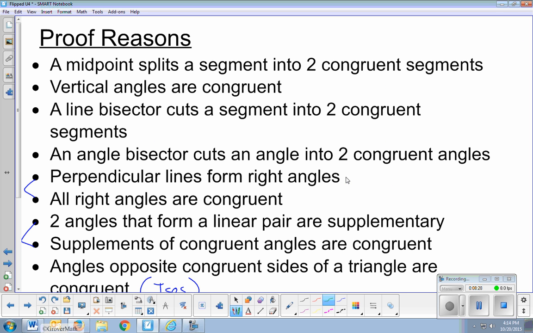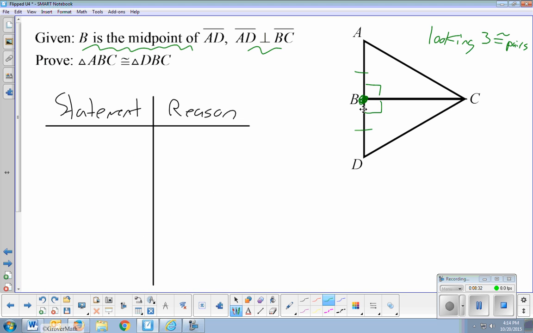Perpendicular lines form right angles, and all right angles are congruent. So that means that this angle, which I'll call angle 1, and this angle, angle 2, must be congruent because they're both right angles, and all right angles are congruent.